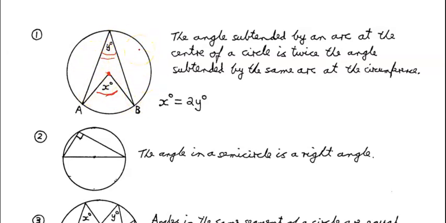Next thing, the angle in a semicircle is a right angle. So if you've got a semicircle, it's half a circle, so you have the diameter here passing through, and there's our center of our circle. Then the angle in a semicircle, that's this one here, must be a right angle.